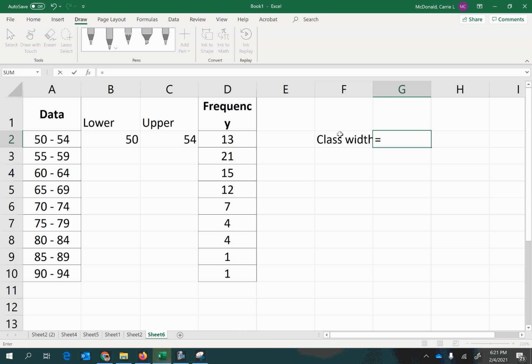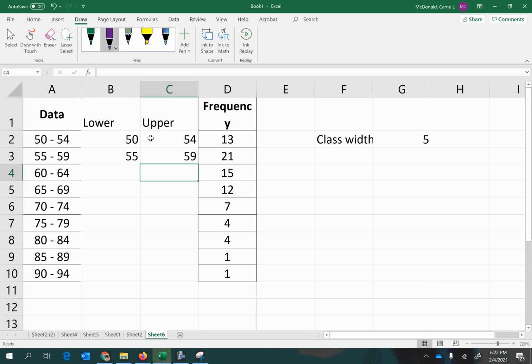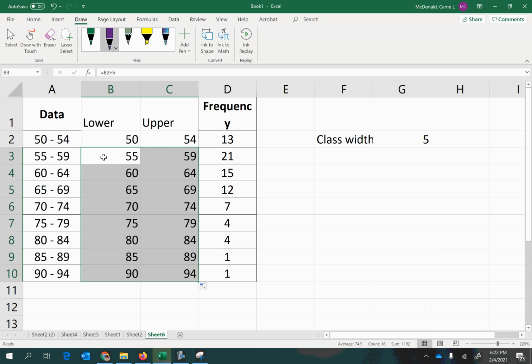The class width would be two of the consecutive lower limits, 55 minus 50. So 55 minus 50, of course, is 5. And I'm going to use that class width to make it a lot faster for me to populate the rest of these cells. I'm just going to do equals, click on the lower limit that I've already created and add 5. And I'm going to do that also for this one. Click and add 5. And then I'm going to select both of those and copy down. And then just double check that everything came through the way it's supposed to.